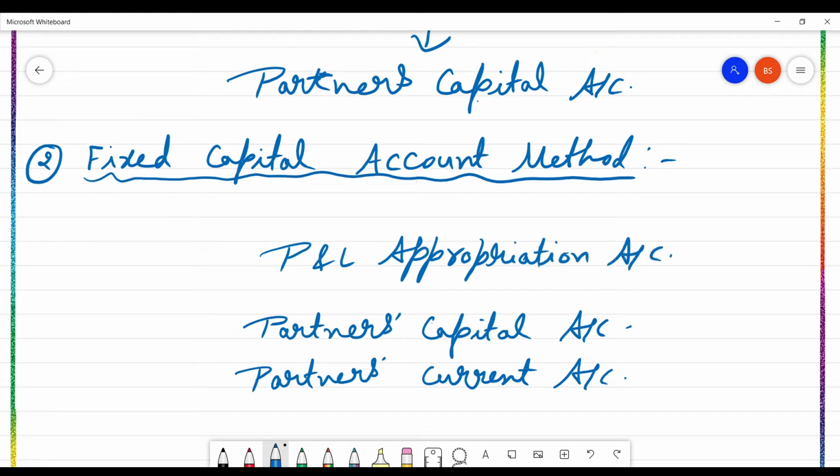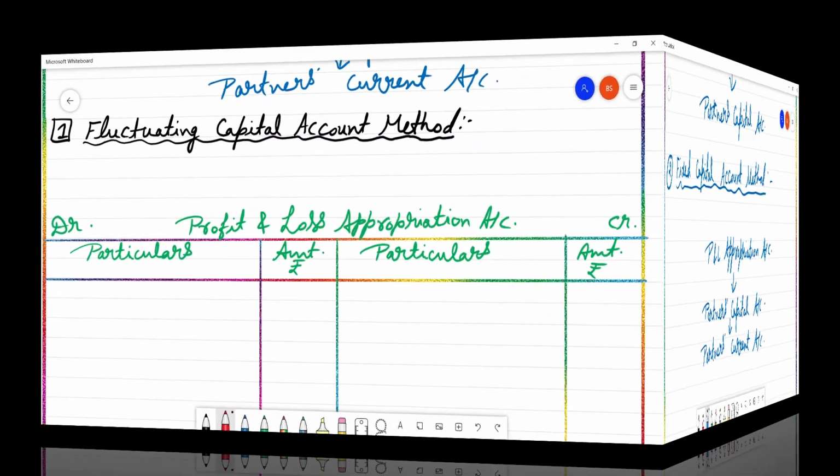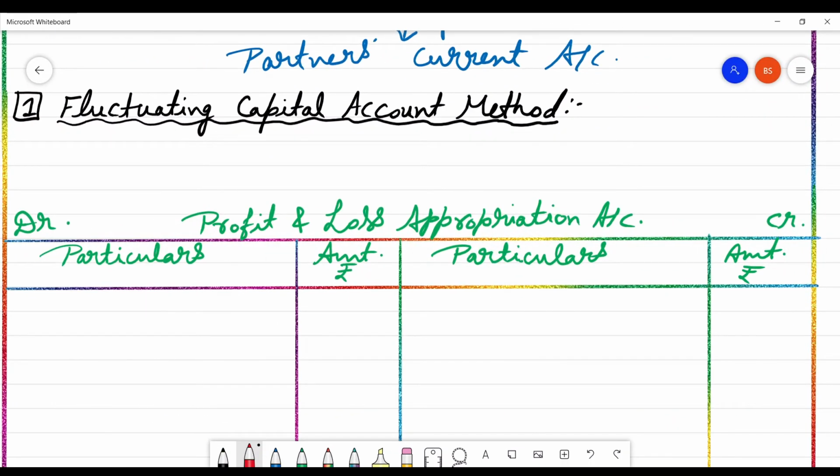Second one is partners' capital account, and third one is partners' current account. Let's learn the specimen under the fluctuating capital account method. First, we will find out the net profit or net loss given in the sum.